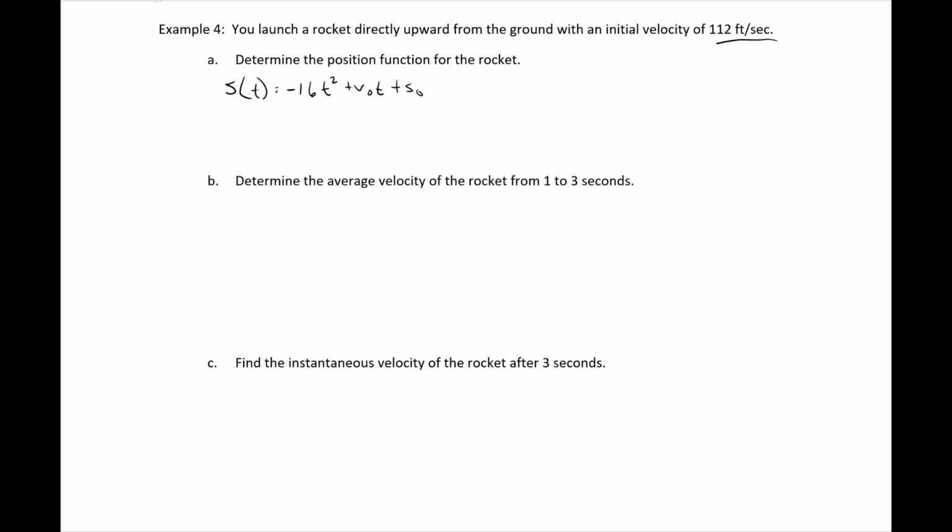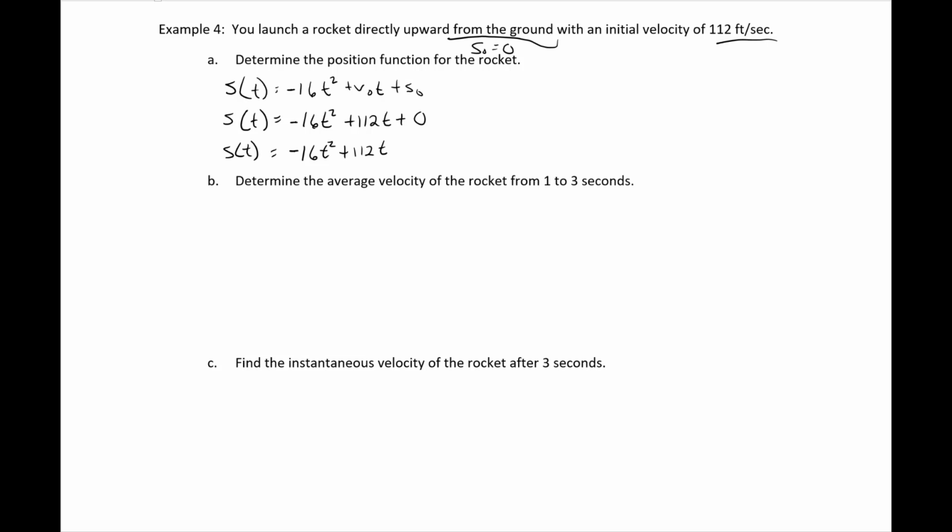Directly substituting into this formula, our initial velocity is 112 feet per second, so s of t equals negative 16t squared plus 112t, that's our v sub 0, plus now we have to figure out the initial height. In this case, we're launching the rocket directly upward from the ground, so s sub 0 is going to equal 0. Plus 0, and simplifying, adding 0 leaves the rest, so it's just negative 16t squared plus 112t.